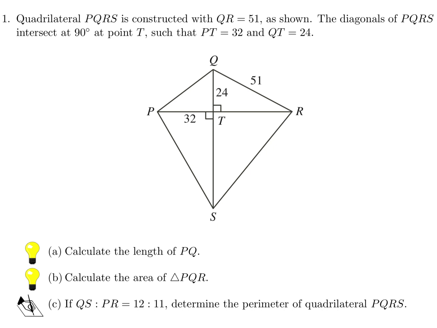Quadrilateral PQRS is constructed with QR as 51. The diagonals intersect at 90 degrees at point T. PT is 32, QT is 24. Calculate the length of PQ.